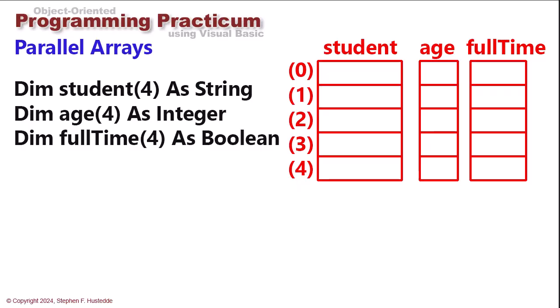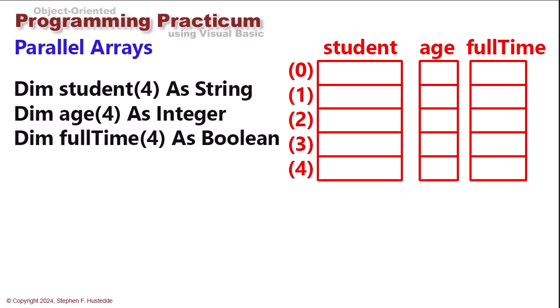Parallel arrays are multiple arrays that are aligned together by their index numbers. They are correlated and relate to one another, sort of like fields in a database. I have here student being declared as a string array with elements 0 to 4, age as an integer array, again elements 0 to 4, and full-time as a Boolean array with elements 0 to 4.